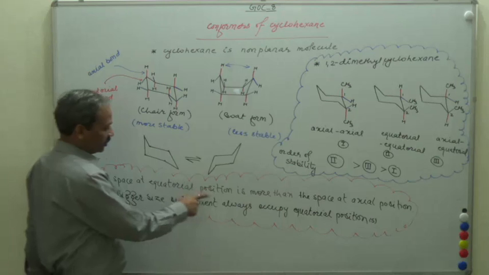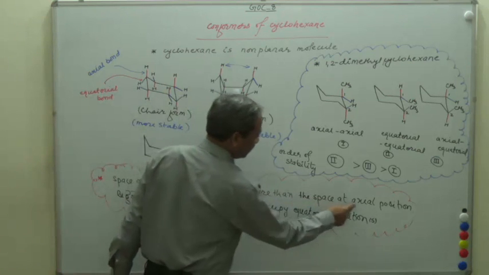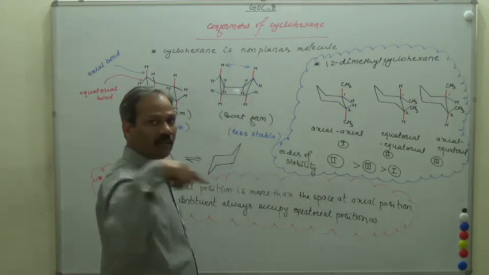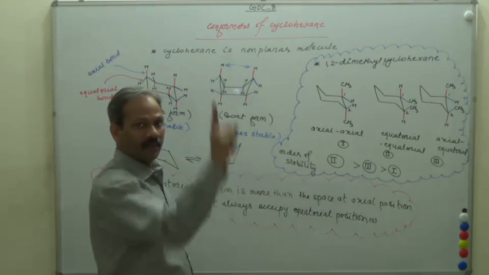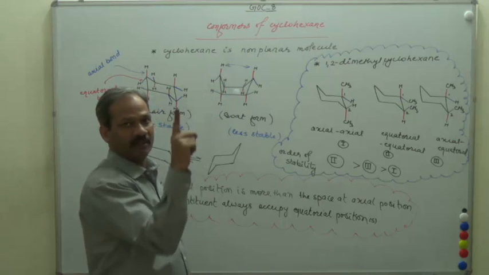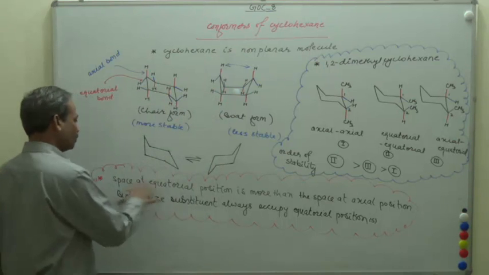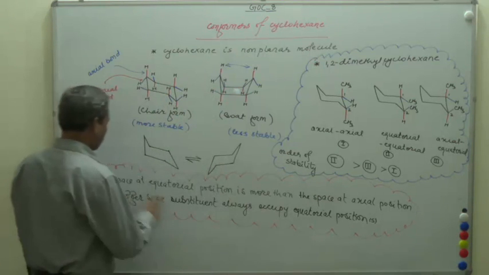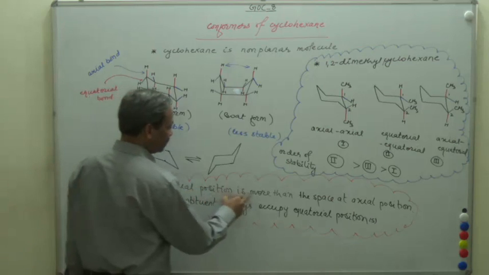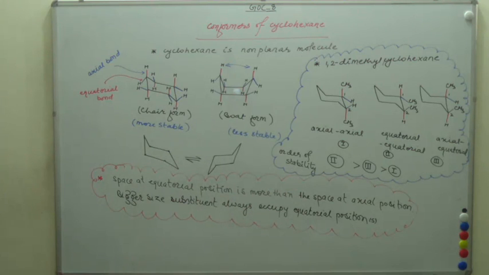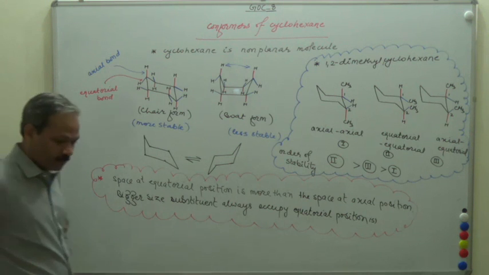So the space at the equatorial position is more than the space at the axial position, because the equatorial position is extended outward, away from the carbon atom, while the axial position is less extended outward. So a bigger size substituent always occupies the equatorial position to have a more stable structure.